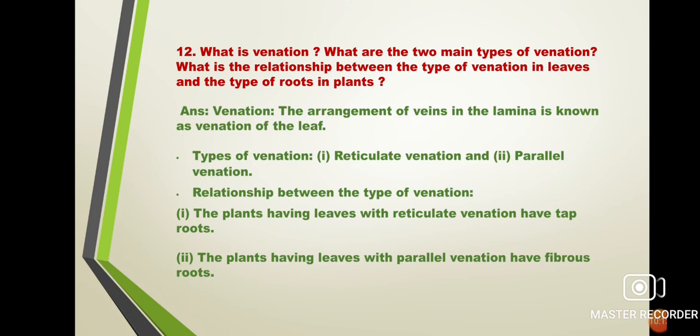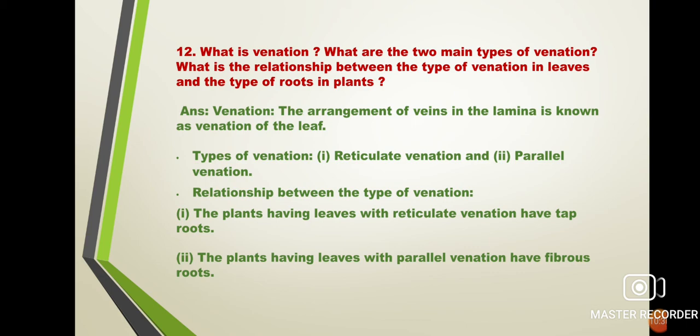Next, number 12. What is venation? What are the two main types of venation? What is the relationship between the types of venation in leaves and the types of root in plant? Already I have told you what venation is. The arrangement of veins in the lamina, the leaf blade, is known as the venation of a leaf.